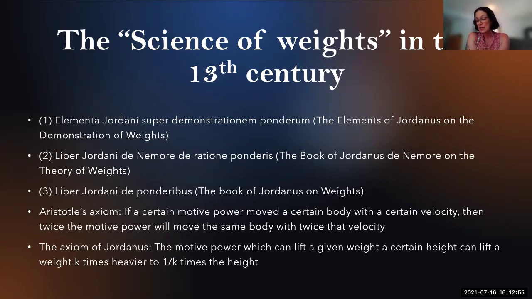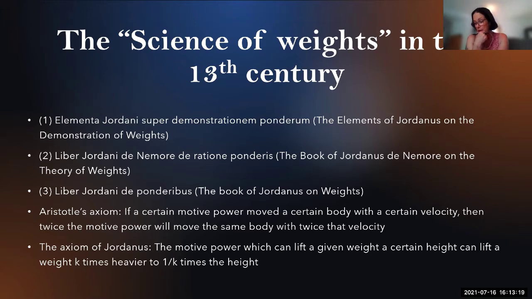In Elementa, Jordanus gave a formal geometrical proof for this principle, beginning with Aristotle's axiom that equal weights at equal distances from the fulcrum were in equilibrium. In the course of the proof, he made use of what is called the axiom of Jordanus, and you have it here.